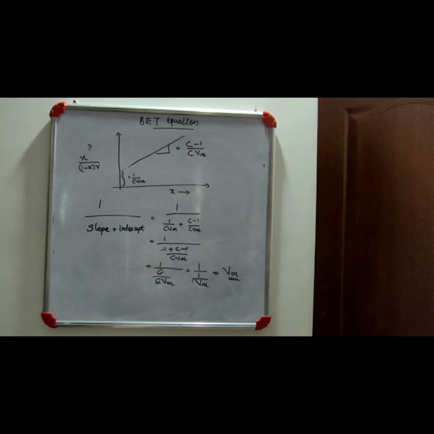can be calculated and this Vm can be used to calculate the surface area. So, in order to calculate surface area by Bett equation, we can get the value of Vm as 1 by slope plus intercept, and this can be used to calculate the surface area.